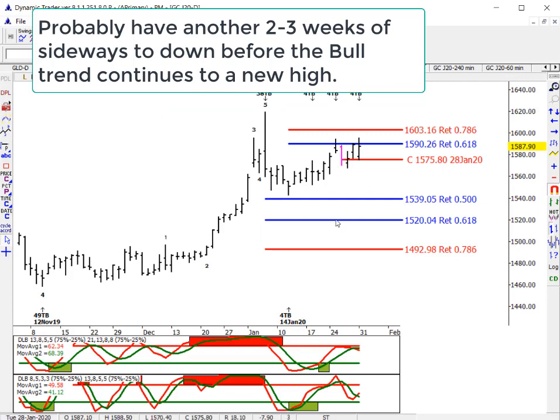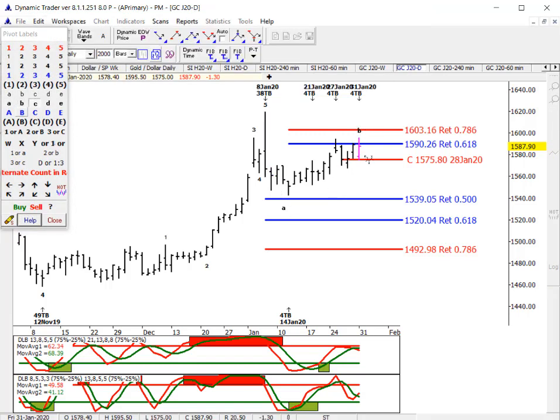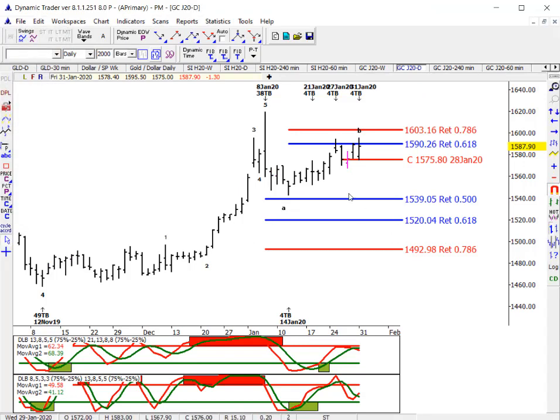We look at the daily. This is corrective in nature, more than likely at least. And again, this is probably an A. We're probably making a B. I can put these in here like so in Elliott wave terms. And we'll probably make a C that's going to test or exceed this January low before the bull trend gets underway again.